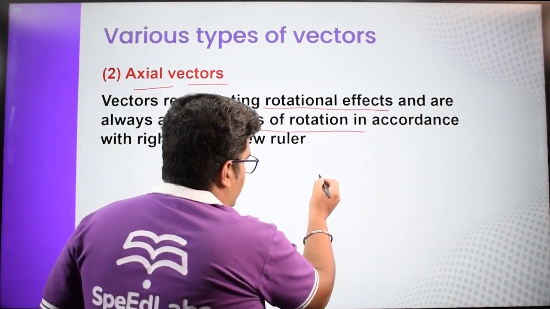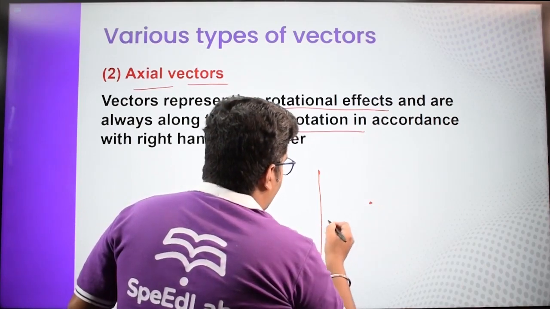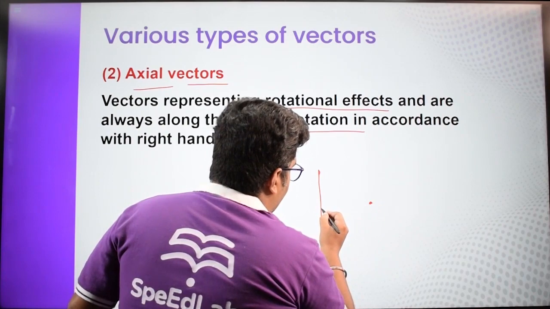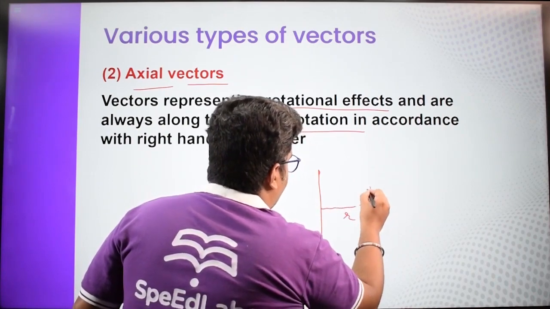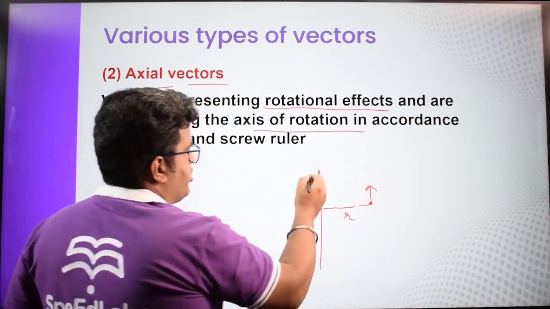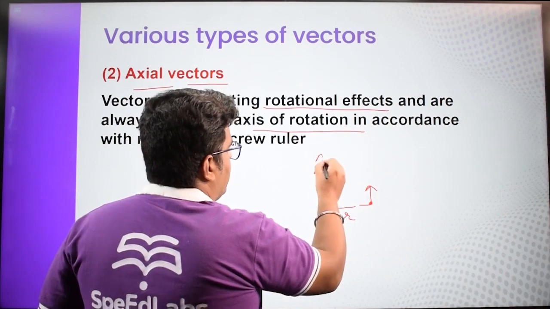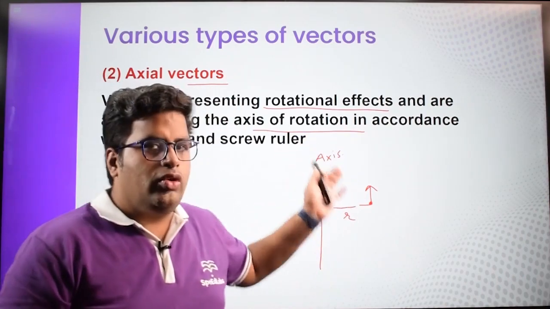Suppose let's say you have this as an axis, and suppose there is a particle P which is at a distance of, let's say, r unit from the axis, and you are applying a force. So basically this particle is going to rotate about this axis. So this will be your axis, right?